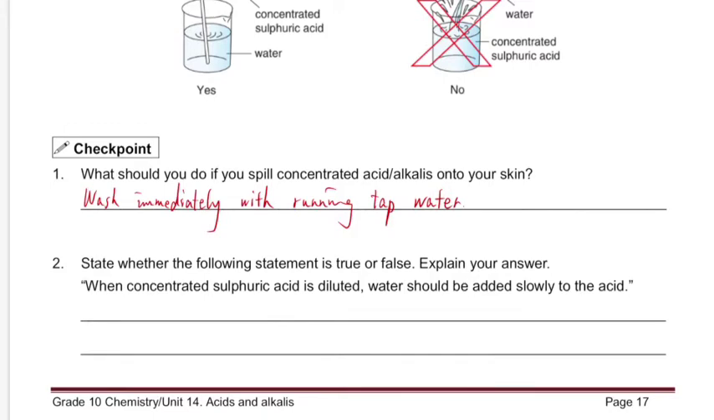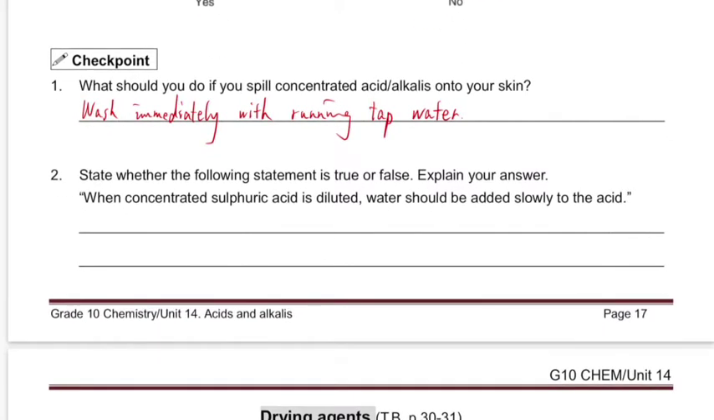Okay, and then the second question asks you, state whether the following statement is true or false. Explain your answer. When concentrated sulfuric acid is diluted, water should be added slowly to the acid. Okay, that's a false statement. We mentioned we should always add concentrated acid slowly with stirring to the large amount of water.